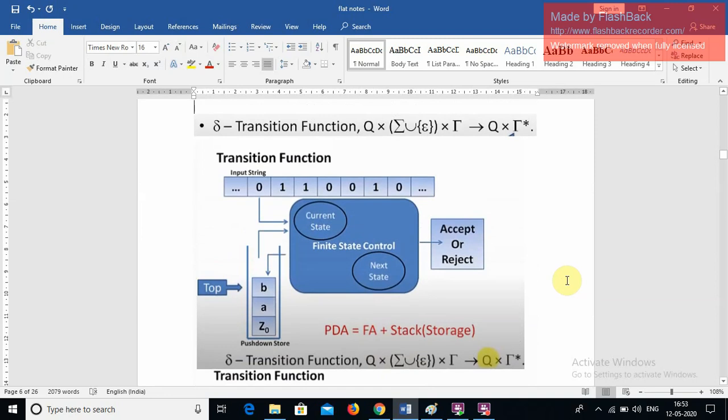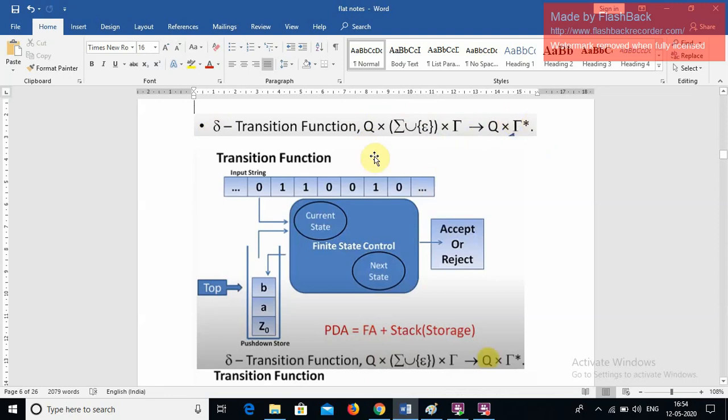So this is the transition function, right? Q is nothing but a set of states, sigma is a set of alphabets, the input symbols, and it includes epsilon also. Tau is a set of stack symbols. When we have this triplet, it will give another new state and the new stack variable. Tau star is nothing but the new stack variable. So this is a transition function.